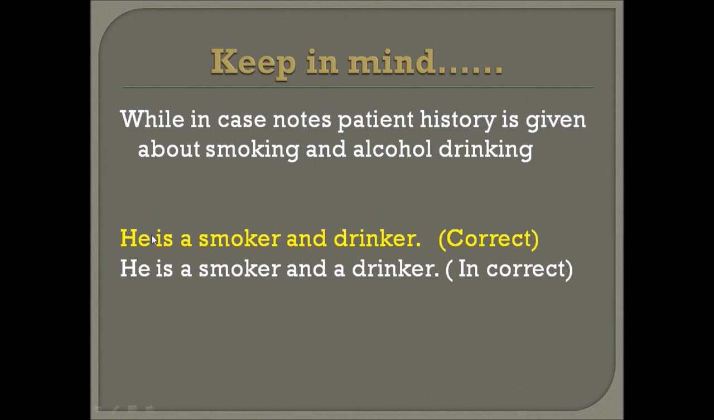Okay, let's discuss some examples here. He is a smoker and drinker. He is a smoker and a drinker. It is wrong. What is correct? He is a smoker and drinker. Okay, you will not use an article with both of them. He is a smoker and drinker. This is absolutely correct. So these are common mistakes made while writing a letter.